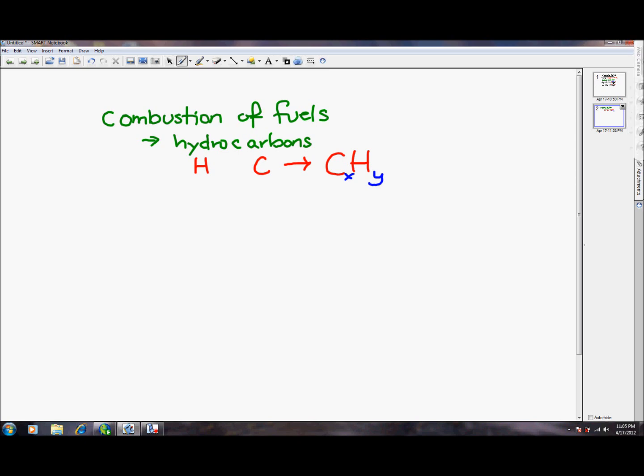Okay, the pattern for a hydrocarbon burning looks different.